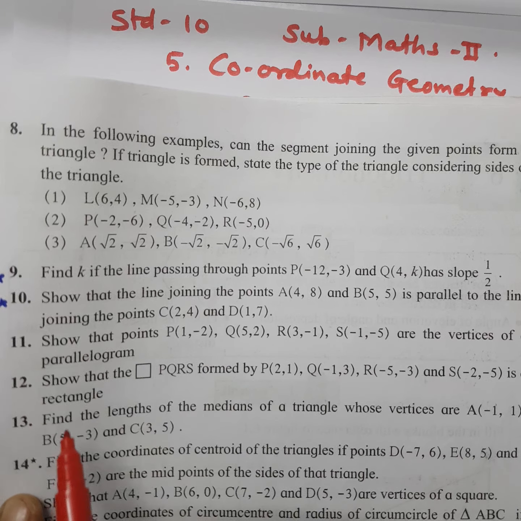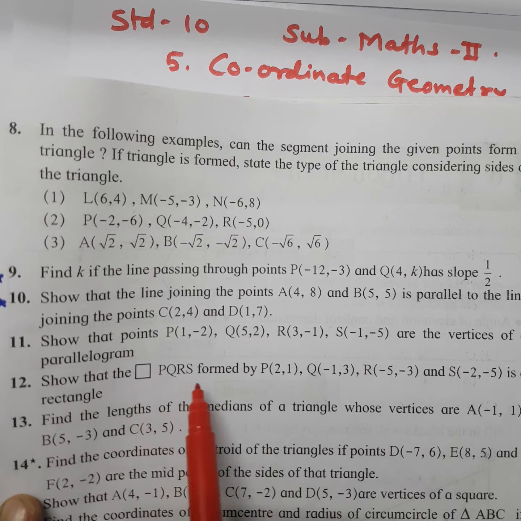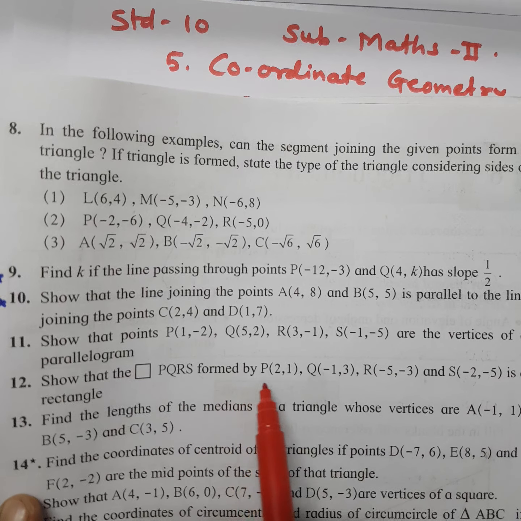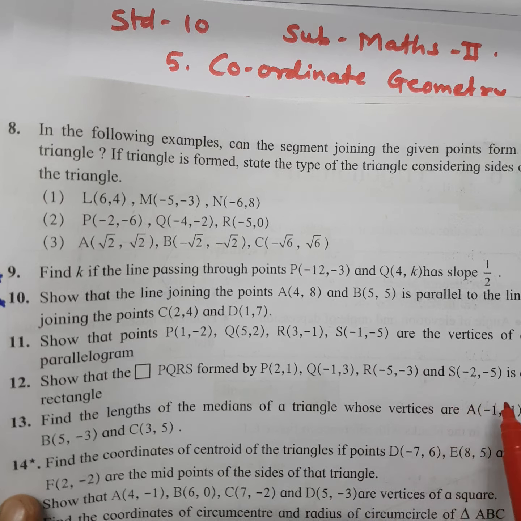Now example number 12: show that quadrilateral PQRS formed by P, Q, R and S is a rectangle. We will solve this example. See example number 12, show that quadrilateral PQRS formed by P(2, 1), Q(-1, 3), R(-5, -3) and S(-2, -5) is a rectangle. We have to show that the quadrilateral is a rectangle.